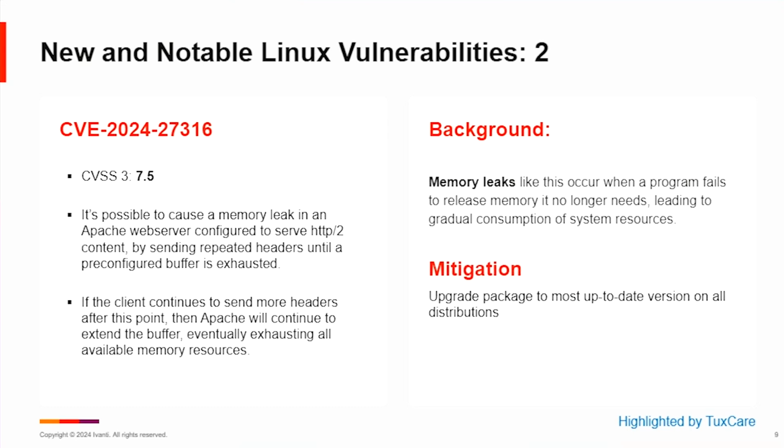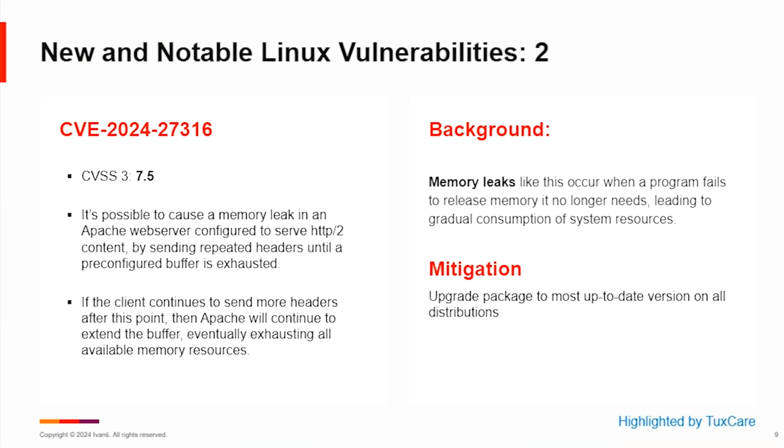The second CVE, 2024-27316, is a memory leak that could occur when a program fails to release memory it no longer needs, leading to a gradual consumption of system resources. So in this case, if a client continues to send more headers after this point, then Apache will continue to extend the buffer, eventually exhausting all available memory resources. So that's a vulnerability in Apache web server. That needs to be updated there.